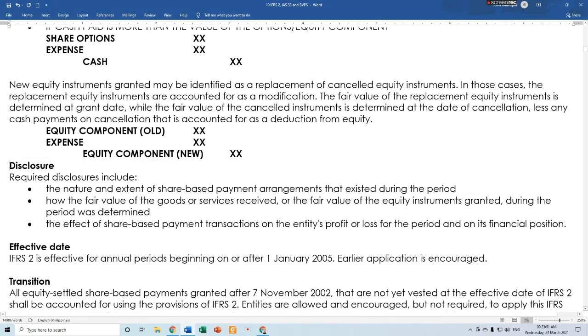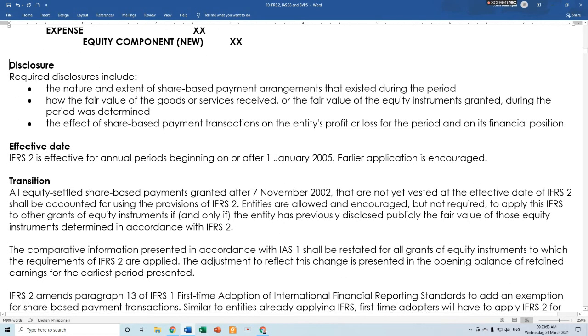Okay. Disclosure requirements tayo. Okay, so disclosure requirements, the nature and extent of share-based payment agreement. So basically, bigay mo yung provisions ng share-based payment transaction, how the fair value of the goods or services received or the equity instrument is measured, okay? Or ano yung mga ginamit mong valuation techniques, okay? The effect of share-based payment transactions on the entity's profit or loss for the period and its financial position.